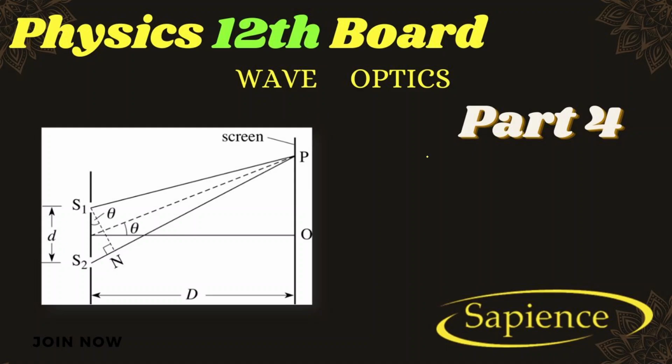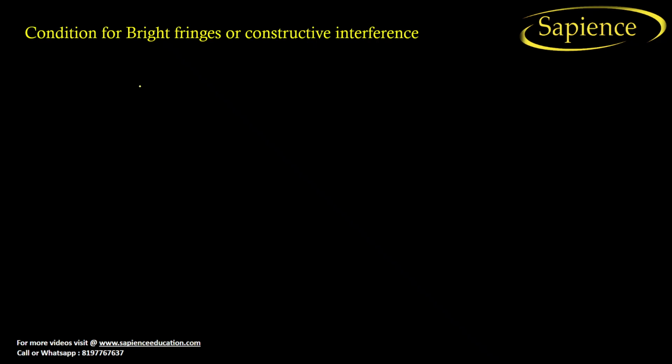So today I am going to discuss the part 4 video, and here we will discuss some of the conditions for wave optics. First of all, the conditions of the bright fringe or constructive interference. Before that, we need to understand what the intensity of the fringes is. Intensity can be defined as 4 into amplitude square into cos square phi by 2.